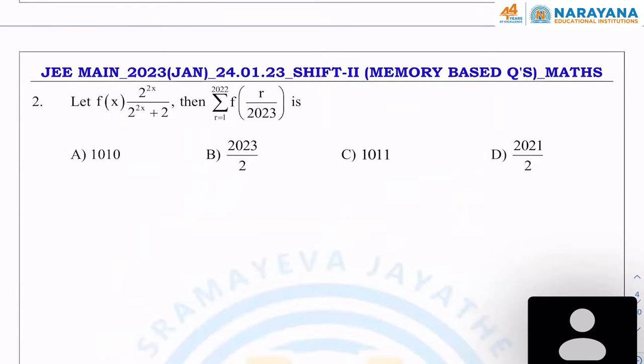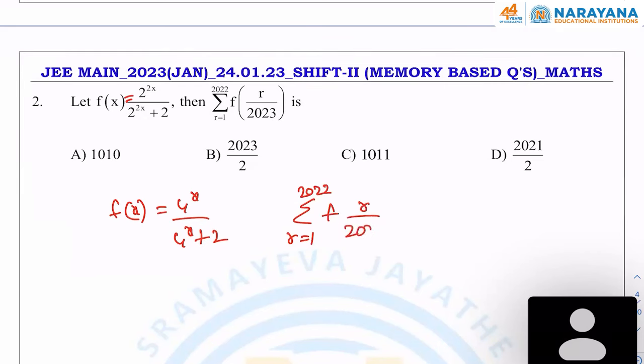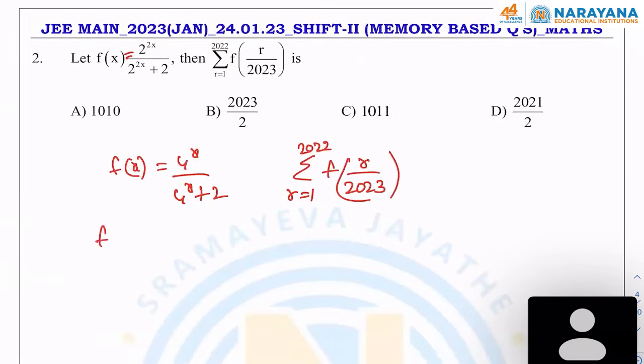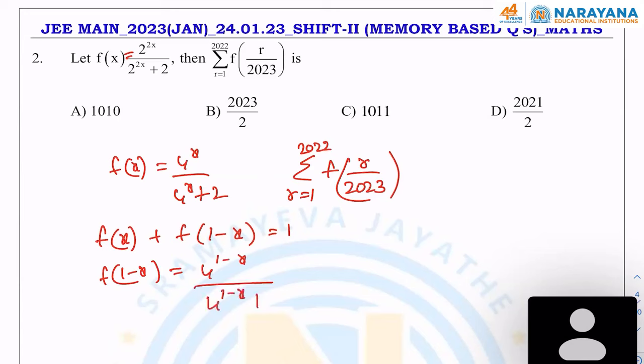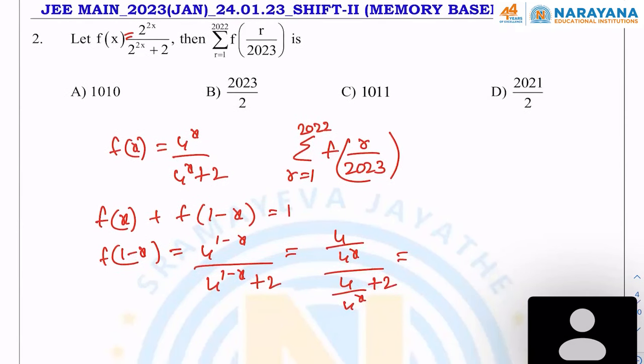Next one, f of x is equal to 2 power 2x. So I can write it as 4 power x by 4 power x plus 2. And here they are asking the sigma r equal to 1 to 2022 of f of r by 2023. So here we can prove that f of x plus f of 1 minus x is equal to 1. F of 1 minus x is equal to 4 power 1 minus x by 4 power 1 minus x plus 2. So here I can write it as 4 by 4 power x by 4 by 4 power x plus 2. So this is equal to 4 by 4 plus 2 into 4 power x.